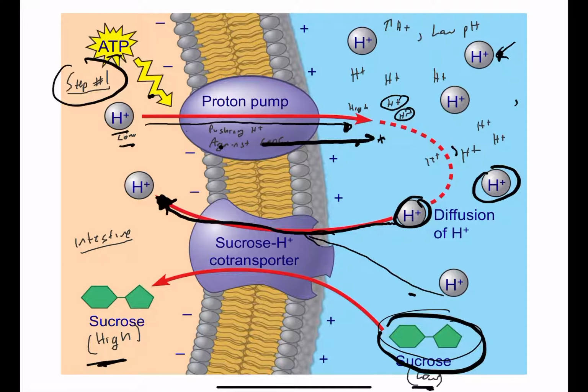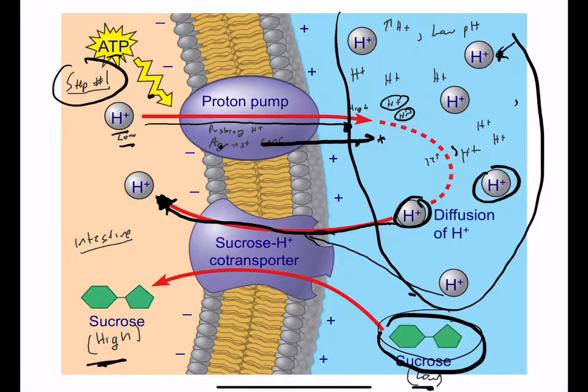The point is you're just building up all these protons just to get those protons to diffuse back down. As they diffuse back down, they're pushing something else that's going against its concentration gradient. In this case, you're pushing sucrose from a low concentration to a high concentration, but you're not using ATP directly.